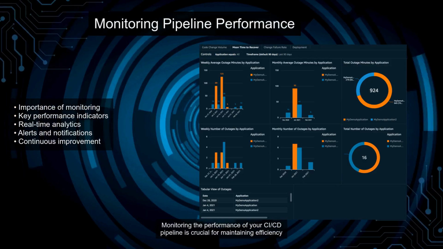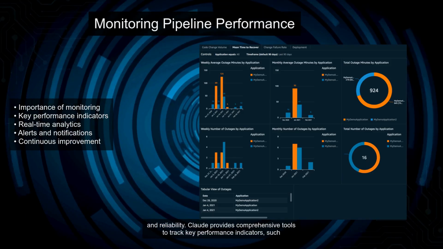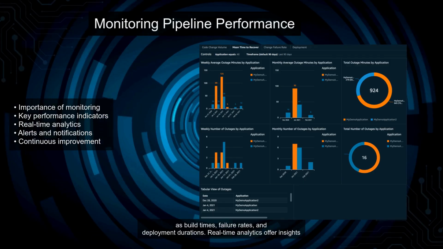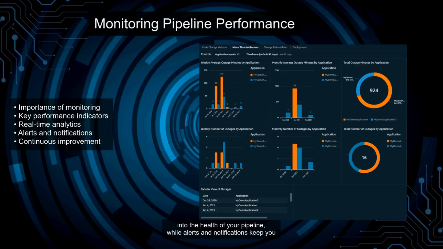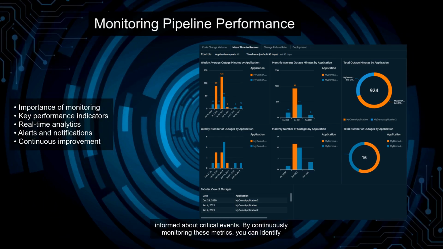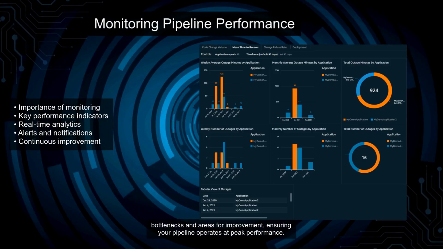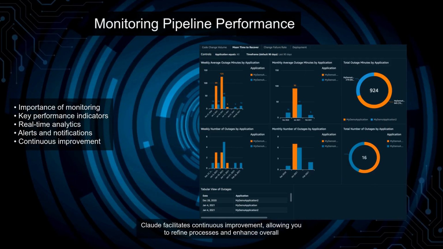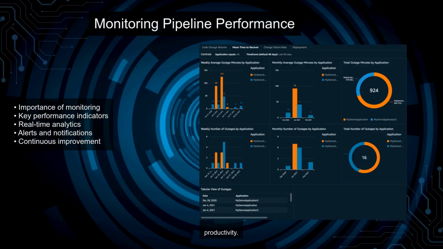Monitoring the performance of your CI/CD pipeline is crucial for maintaining efficiency and reliability. Claude provides comprehensive tools to track key performance indicators, such as build times, failure rates, and deployment durations. Real-time analytics offer insights into the health of your pipeline, while alerts and notifications keep you informed about critical events. By continuously monitoring these metrics, you can identify bottlenecks and areas for improvement, ensuring your pipeline operates at peak performance. Claude facilitates continuous improvement, allowing you to refine processes and enhance overall productivity.